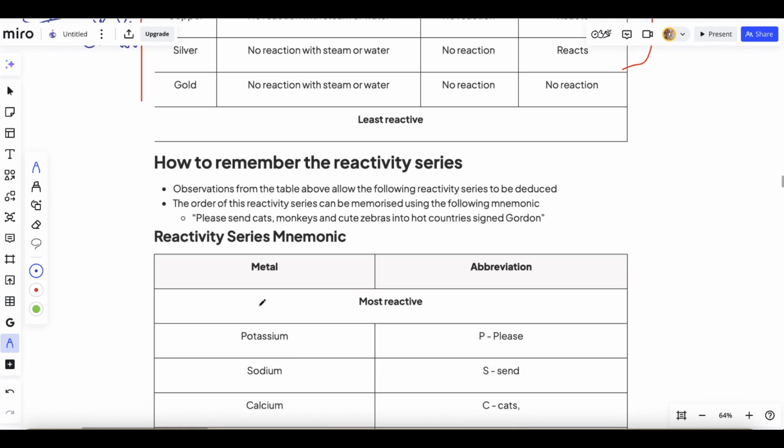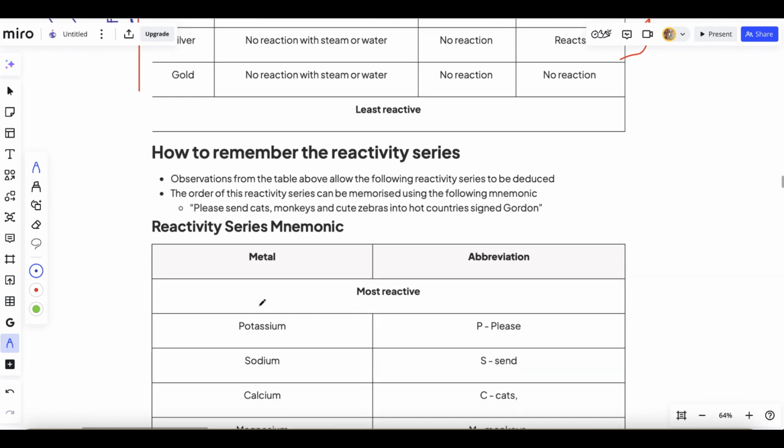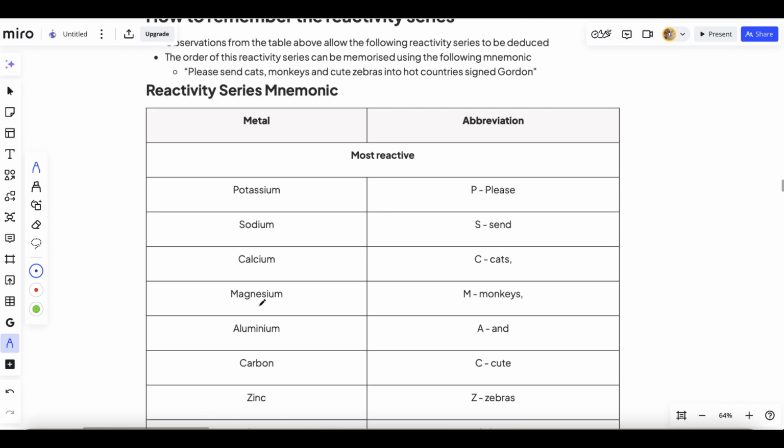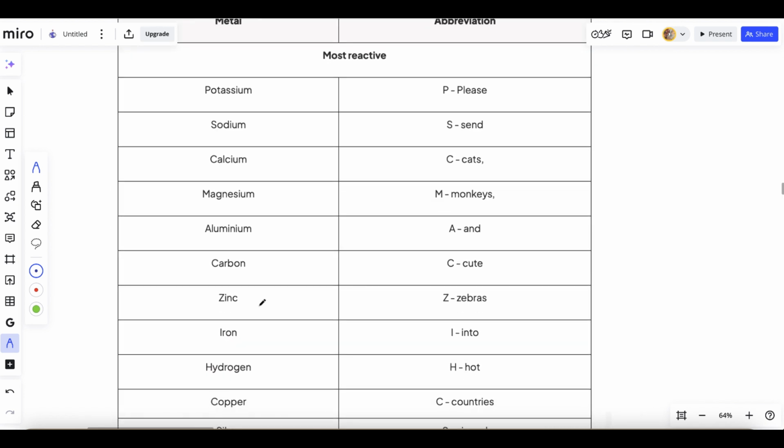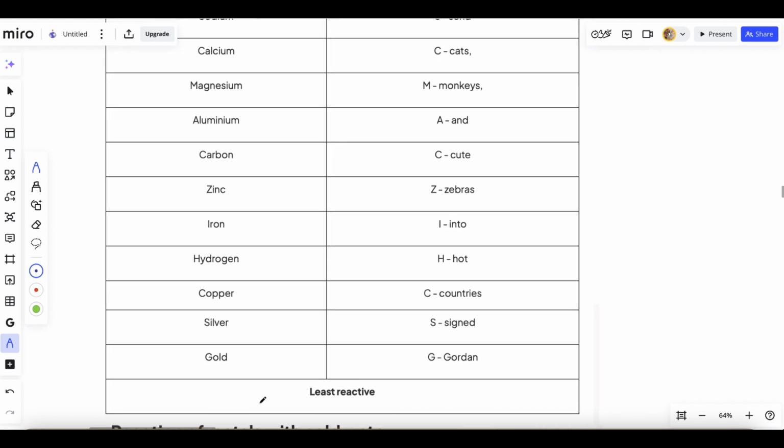How to remember the reactivity series. We have a short way of remembering the reactivity series. Just like the way we developed a song for the first 20 elements in the periodic table, we also have a small song to remember the reactivity series. The first one is potassium, second sodium, third calcium, fourth magnesium, fifth aluminium, carbon, zinc, iron, hydrogen, copper, silver, and gold, right?